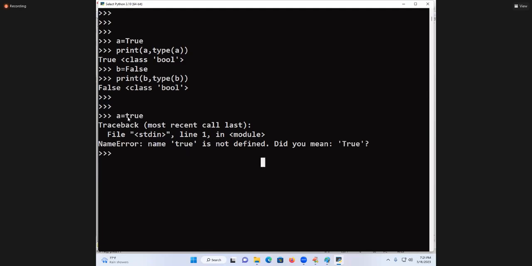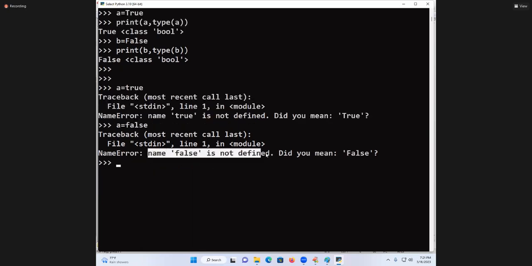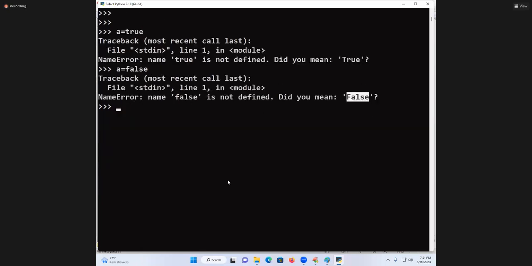Yes. By mistake you have written it, so it is saying, do you mean like this. So at that time you realize that it is not what? Small t. A is equal to what I am writing? False. What is false? Do you have such false here? No. What is that error? Name error. Did you mean that what? False.